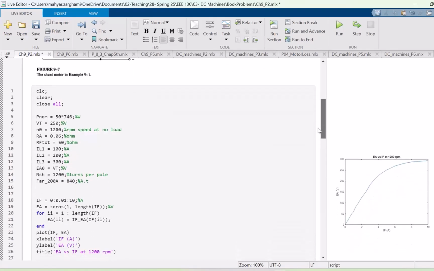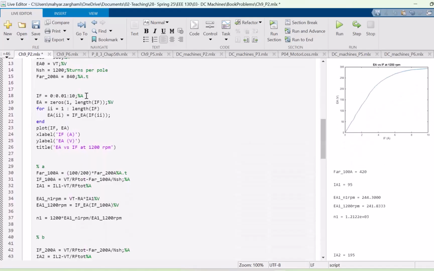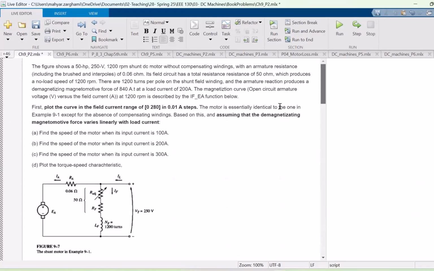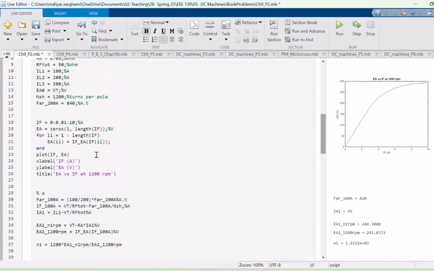So for that, I'm going to change the IF from 0 up to 10 in 0.01 amp steps, based on the problem statement. Not just 10, there is a mistake in here. 0 to 10. Then I put EA equal to 0 first, and one by one go over that function to find the associated EA and then plot it. So this is the first part. I'm just plotting basically this curve.